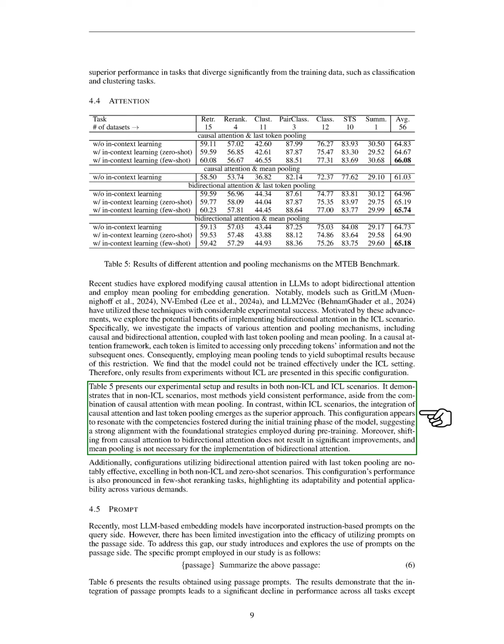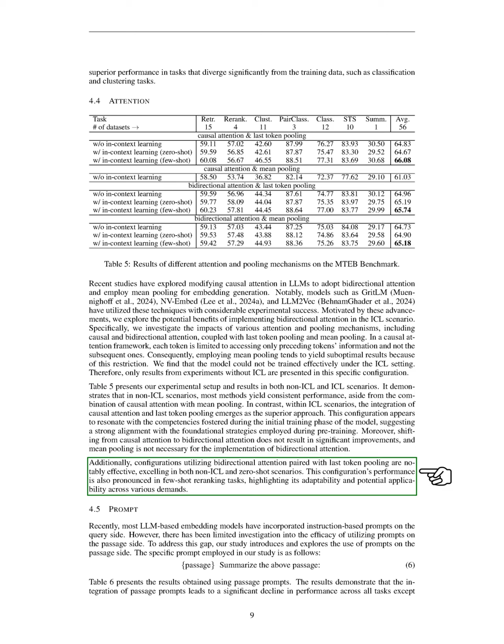In ICL scenarios, the best results come from using causal attention with last token pooling, aligning well with the model's initial training. Switching to bidirectional attention does not yield significant improvements, and mean pooling is unnecessary for it. However, configurations with bidirectional attention and last token pooling perform well in both non-ICL and zero-shot scenarios, showing strong results in few-shot re-ranking tasks.